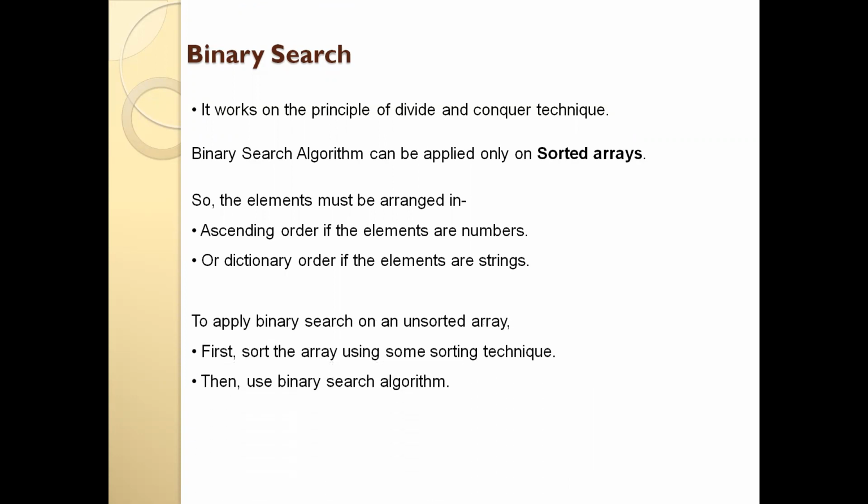Suppose you want to apply the binary search technique on an unsorted array. Then first of all, we need to sort the array using some available sorting technique, either merge sort or quick sort or any other sorting technique, and then apply the binary search algorithm. And this binary search algorithm is one of the fastest searching algorithms compared to linear search.